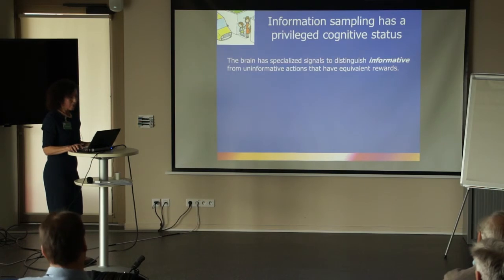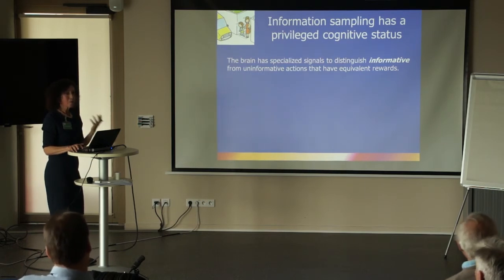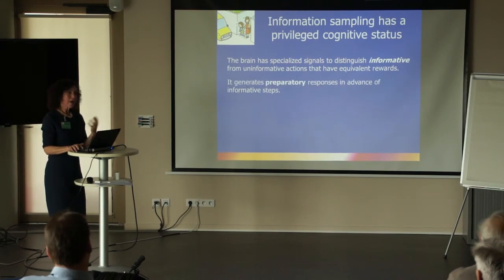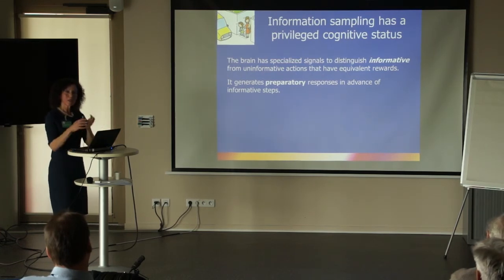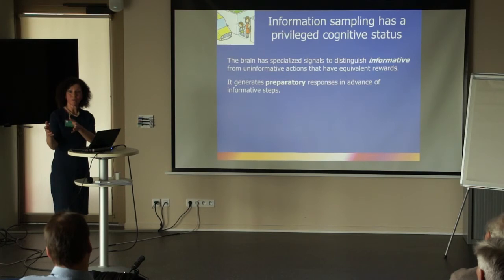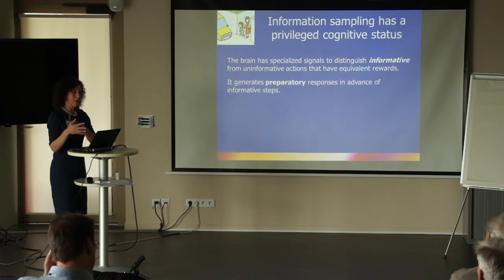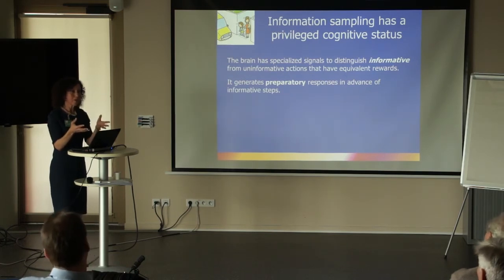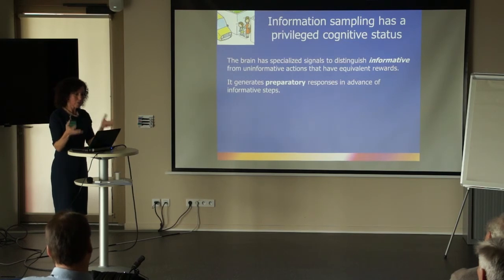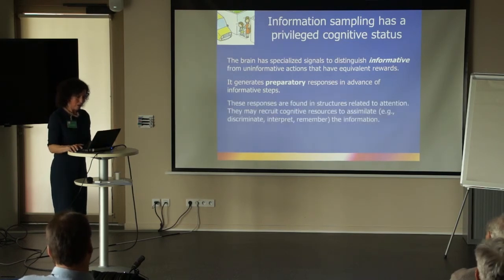Okay, so we can distinguish informative from uninformative actions, even when they have equivalent rewards. And there's a preparatory response in advance of the information sample. That preparatory response is, of course, necessary to tell you where to move your eye, what to sample. And it may also be needed to prepare the brain to process the information.